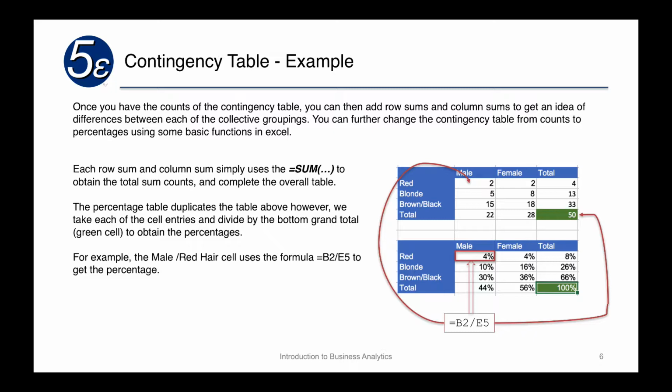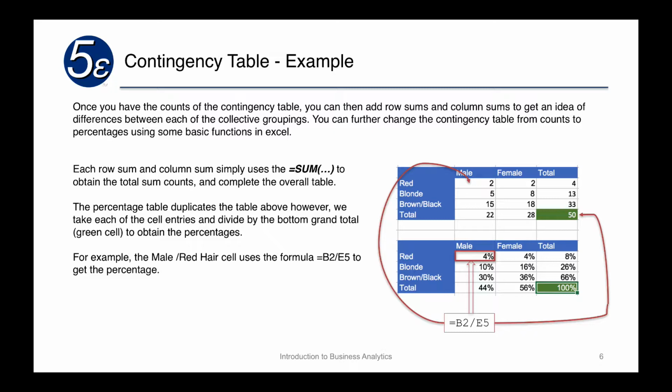Once we have the counts of the contingency table, we can add the row sums and column sums to get an idea of the differences between the groups. So we'll create a total column and a total row. As you can see here on the right, it gives us the total of red hair, total of blonde hair, total of brown/black hair, and the total male and the total female.